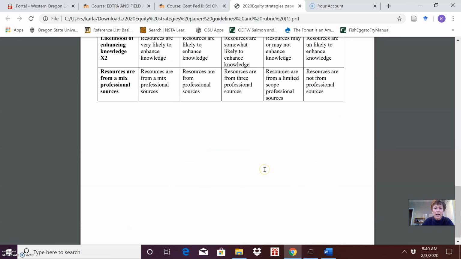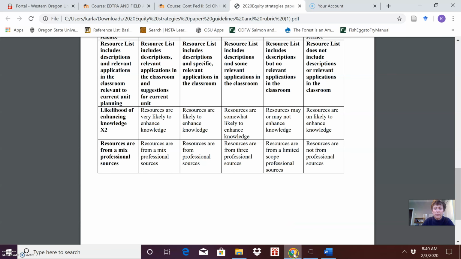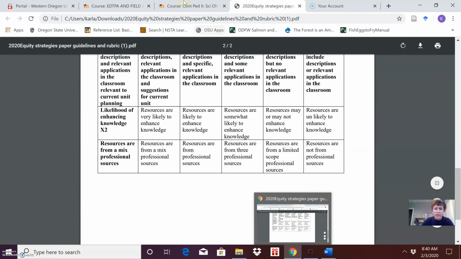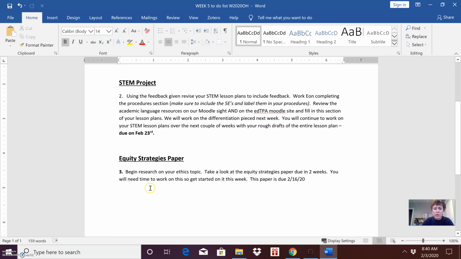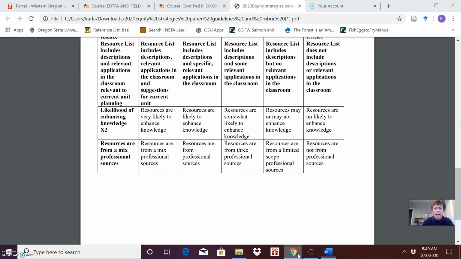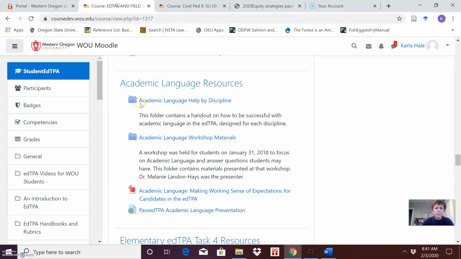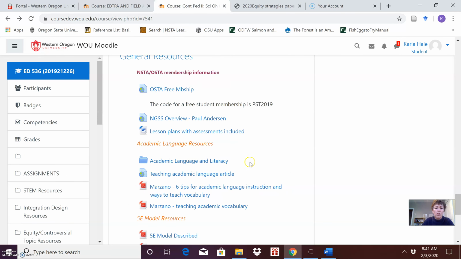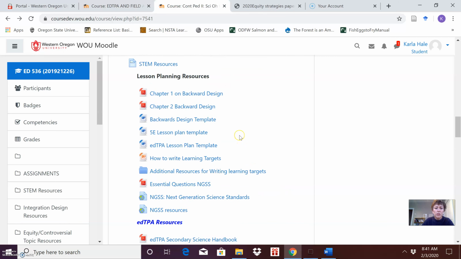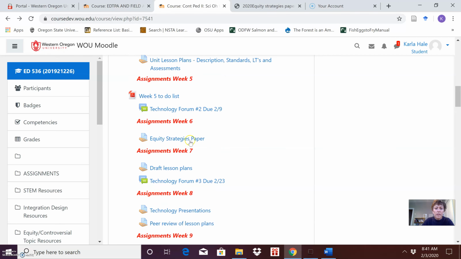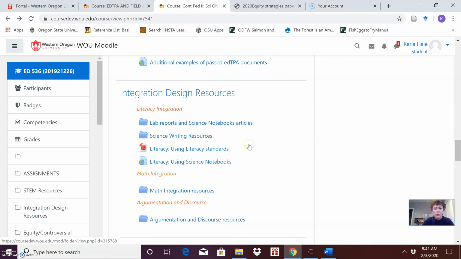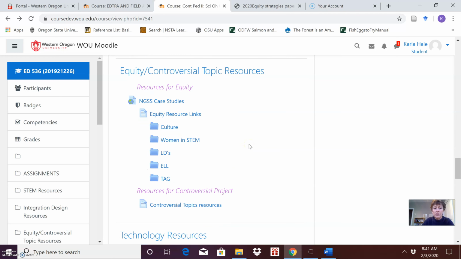There's a rubric attached that also gives you information about how it will be evaluated. That's the other thing that I want you to get started working on, and you can find that information if you look on our Moodle shell. The paper assignment and instructions are attached right here under week 6. There are also some resources that I've provided to get you started.